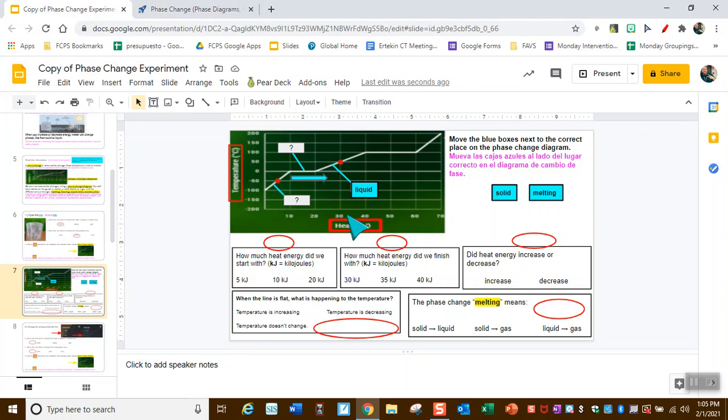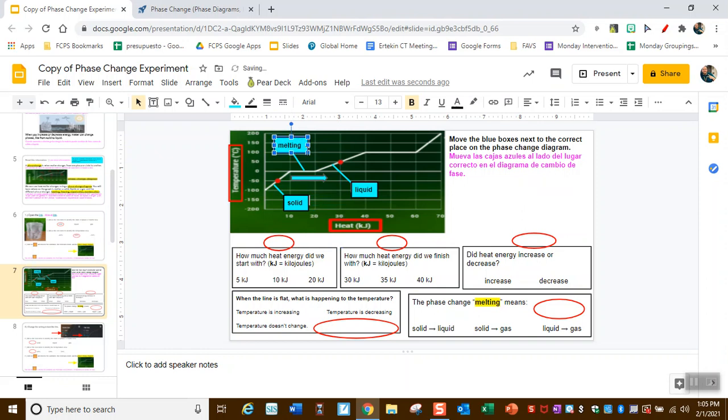When it was over here, it was a solid. And then when the line was here flat, cuando la línea estaba plano, it was melting, derritiendo, melting. Okay, just like that.